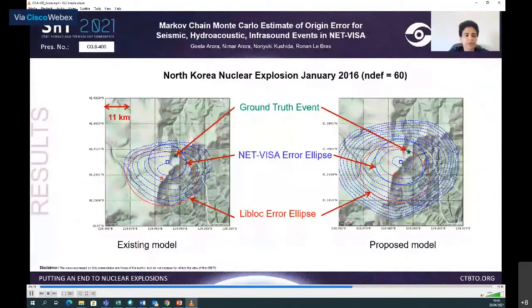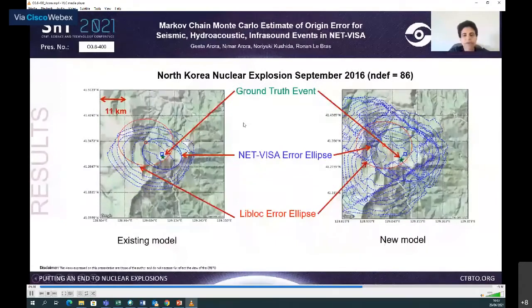Here is how the different approaches perform on the 2 nuclear explosions that happened in North Korea in 2016. This is the explosion from January, and both the existing model on the left and the new model on the right capture the ground truth event well with the error ellipse. And this is the event from September 2016. And even here, the NetVisa error ellipses capture the ground truth event very well in both the cases of the existing and the new models.